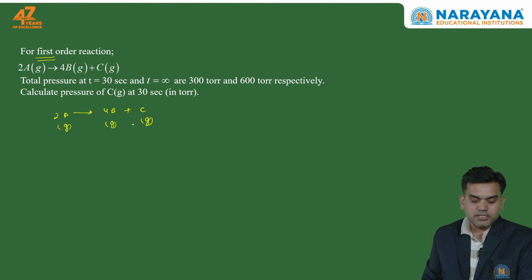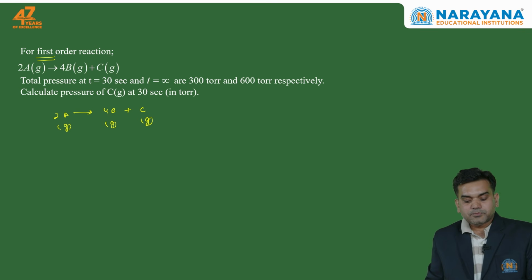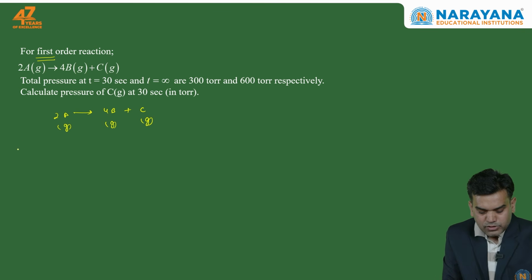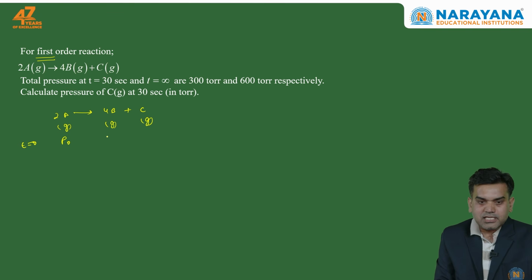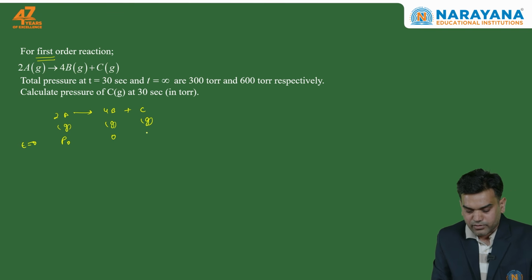All are in gaseous phase. So I don't know the initial pressure. At T is equal to 0, I don't know what was the pressure. So I have assumed, let's say this pressure was P naught. Since the reaction has not started at T is equal to 0, I can assume that the amount of B and amount of C will be equal to 0.